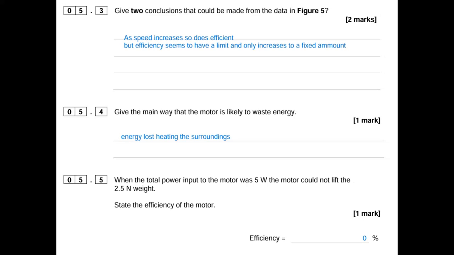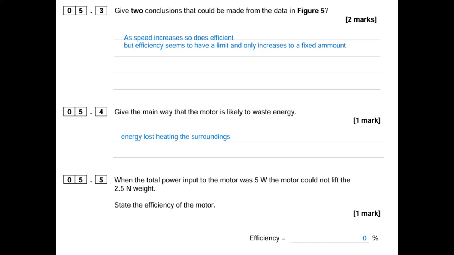Now from the graph earlier on, we could easily see that as speed increases, so does efficiency. However, efficiency does seem to have a limit and only increases to a fixed amount, which could be seen from the graph as the graph began to plateau off. And of course, we know that efficiency can't go beyond 100%. So the theoretical limit would probably be 100%, but from the graph it would probably increase to like 70%, because a motor can't really be 100% efficient.